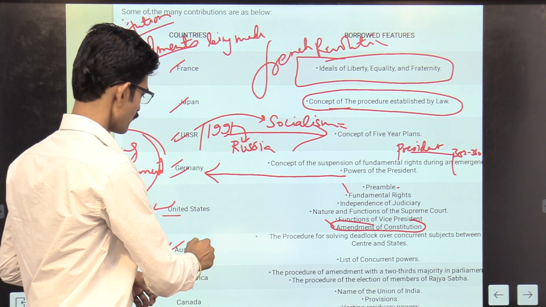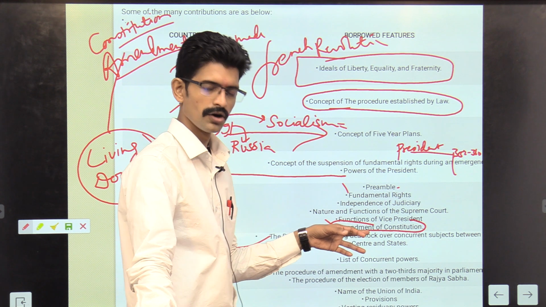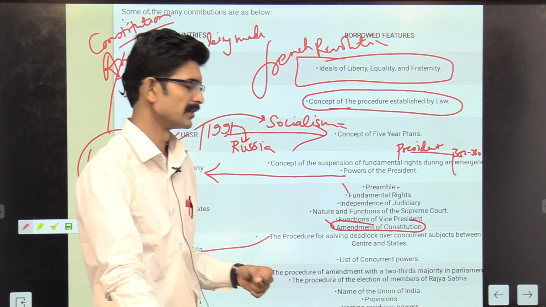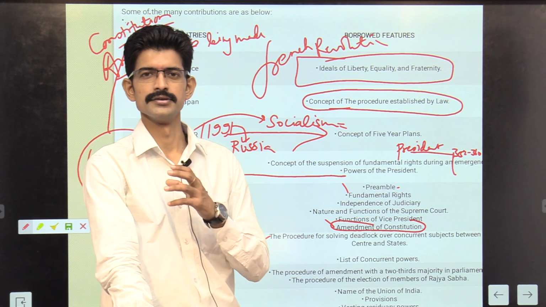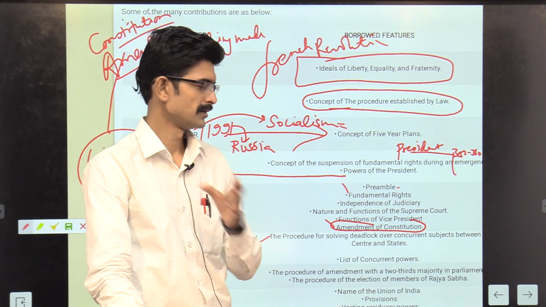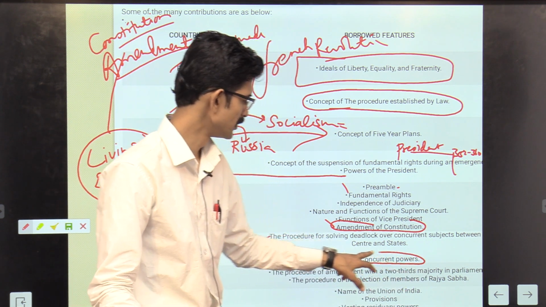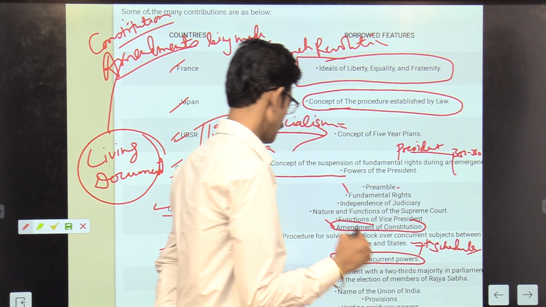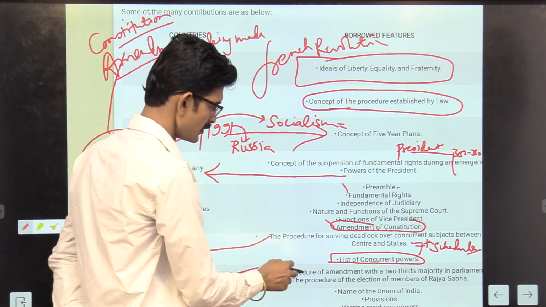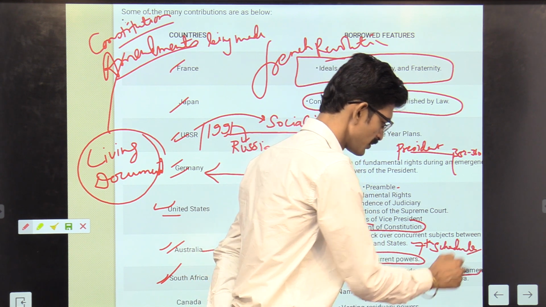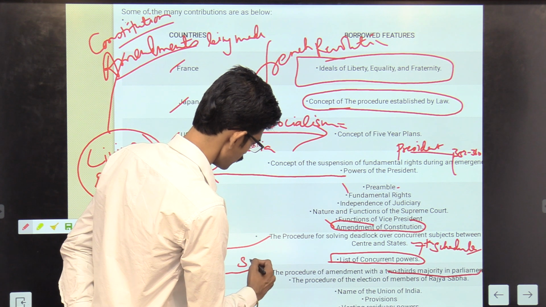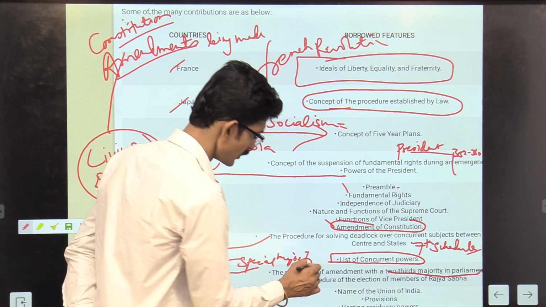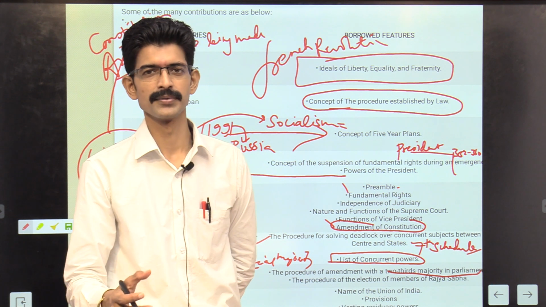Then the next part we get from the Australian Constitution, that is the procedure of solving the deadlock in the different houses. So there is provision of joint sitting between the center and states in terms of Lok Sabha and Rajya Sabha. Then we have the list of concurrent powers in the 7th Schedule of the Constitution of India. Then we have the South African Constitution, which provided the amendment with 2/3 majority in the parliament, which is a special majority. There is simple majority, there is a special majority. So we will look into detail when we discuss the parliament in upcoming videos.